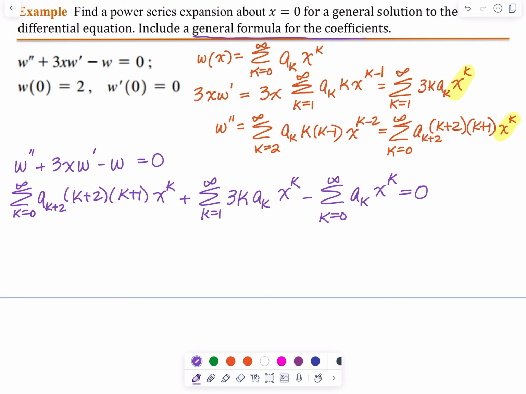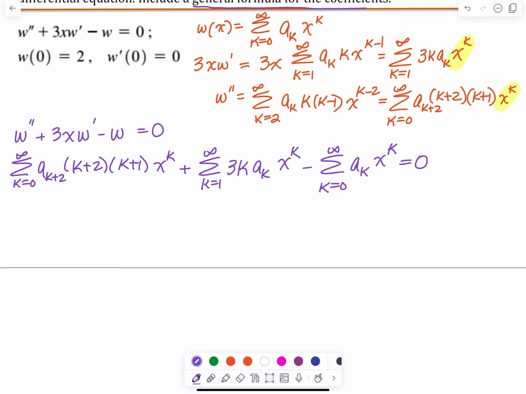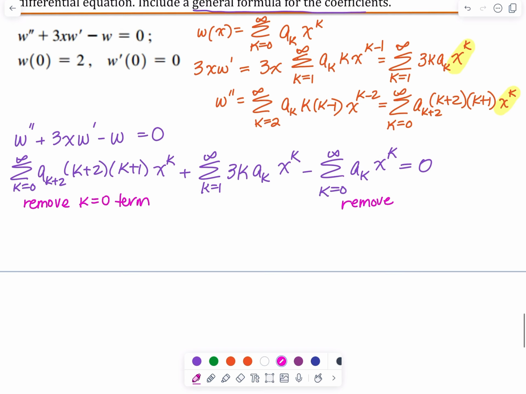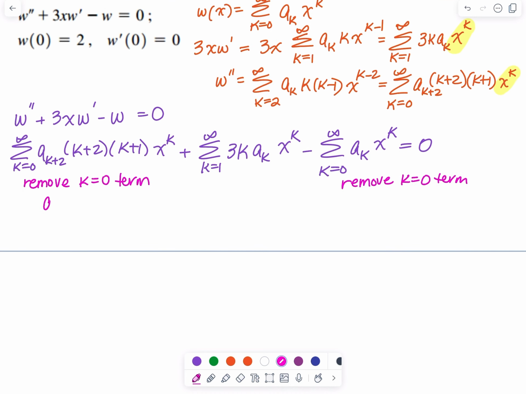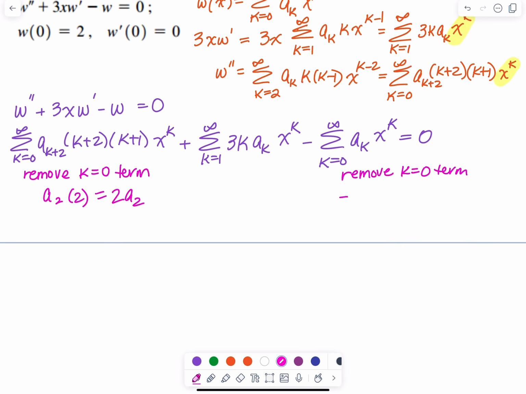Now we do want to remove one term. So here we're going to extract the k equal to 0 term, and we're also going to do that here so that our indexes will match. So let's go ahead and do this. When k is equal to 0, we have a sub 2 multiplied by 2, which is 2a sub 2. And when k is equal to 0 here, we have the opposite of a naught.